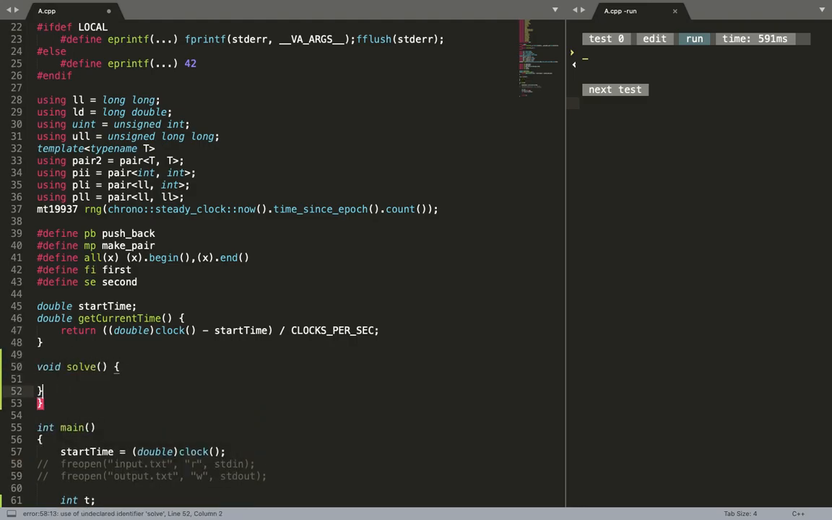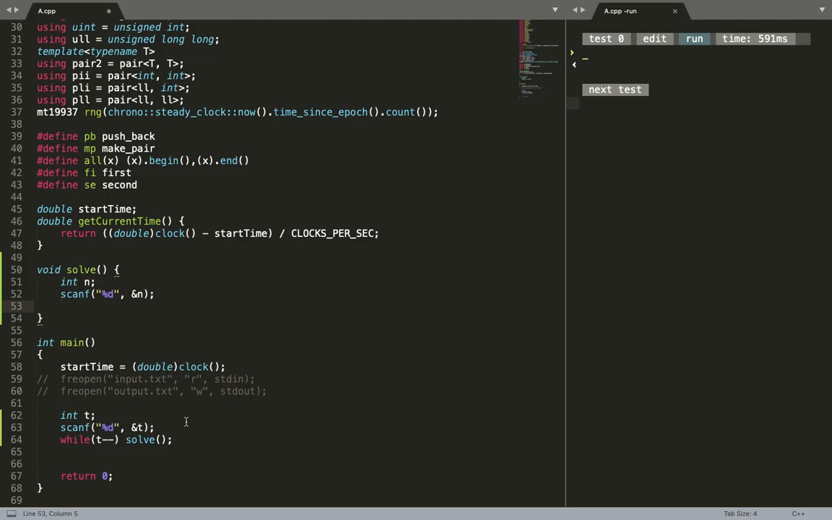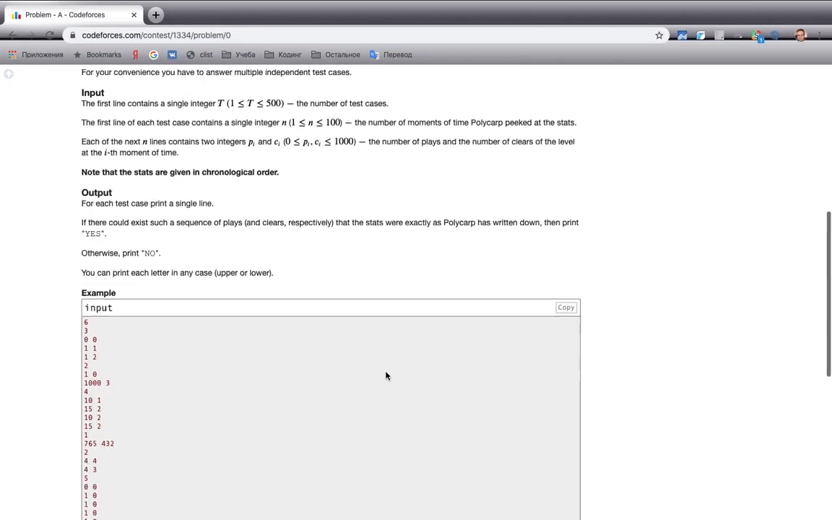So we have multitest, and we actually can find the contradiction before reading the whole input, but we have to read the whole input every time because we have multitest and we want to read the test case before proceeding to the next one.